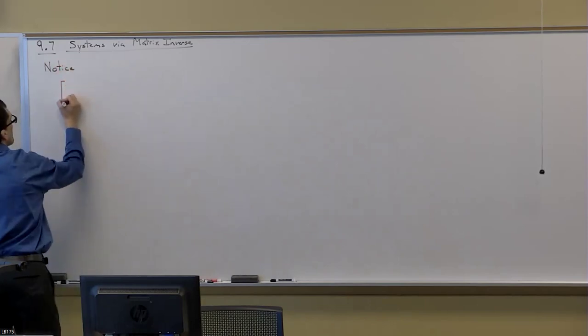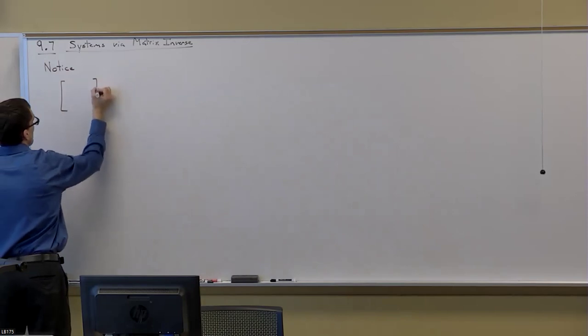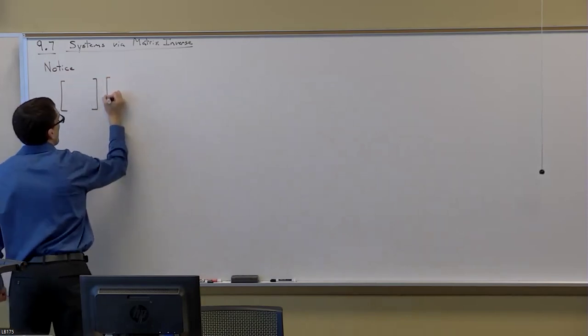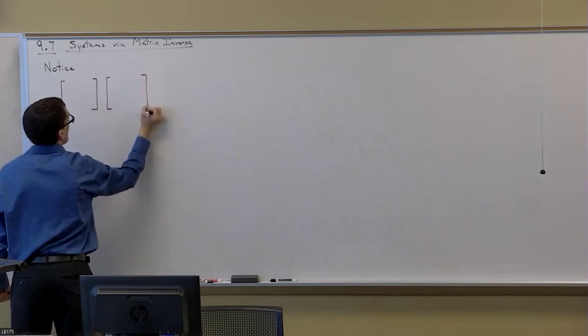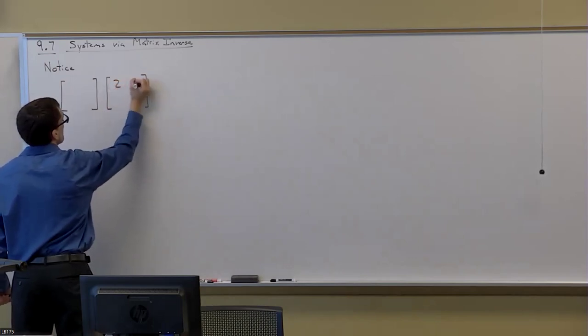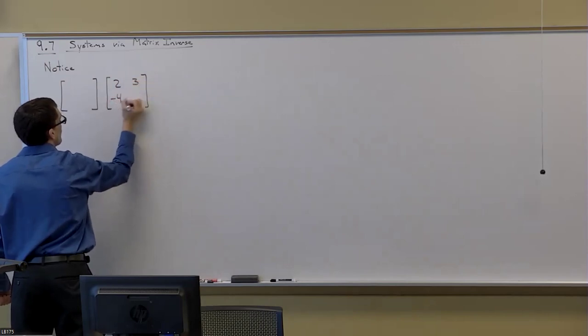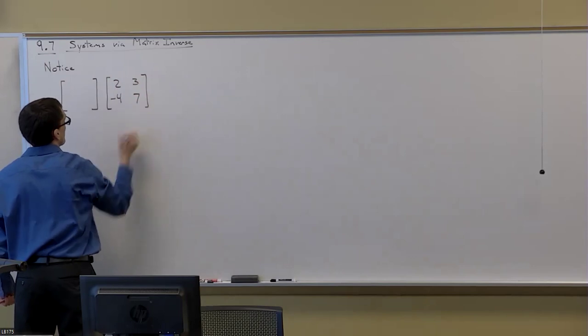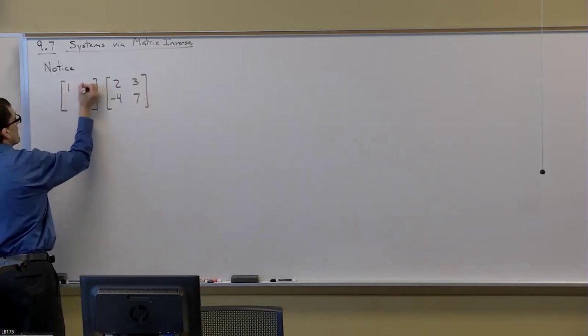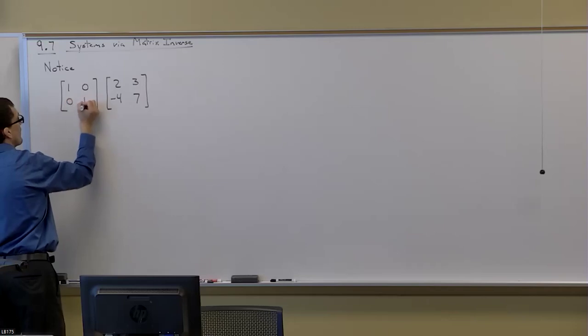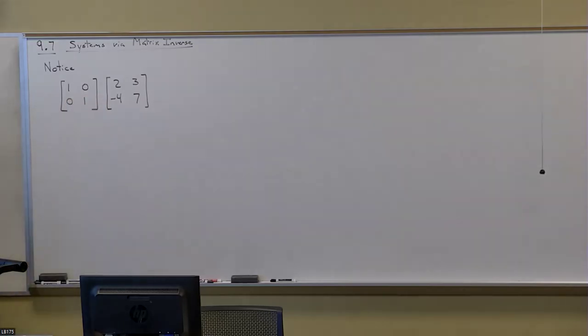Let's say I have a 2x2 matrix, 2, 3, -4, 7. And I multiply that by this matrix. It kind of looks like my row-reduced echelon form matrix with the augmented matrix without the equal to parts. So it just has 1's on the diagonal, 0's elsewhere.